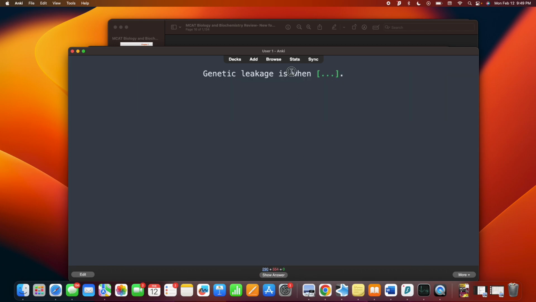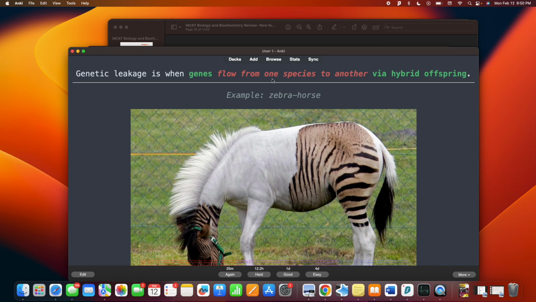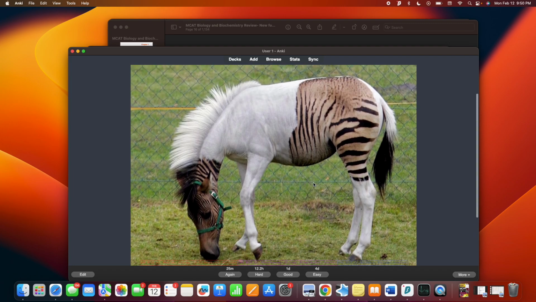Genetic leakage is when what happens? Is it the fact that suddenly those genes that were heterozygous start to appear, be expressed? Genes flow from one species to another via hybrid offspring. And that's why we have a zebra horse.